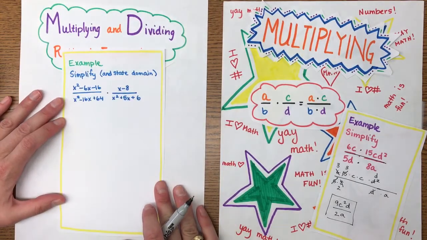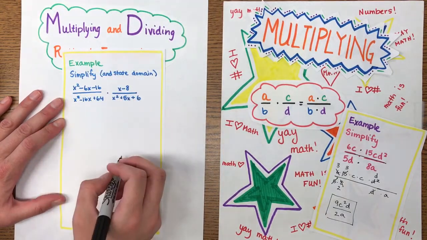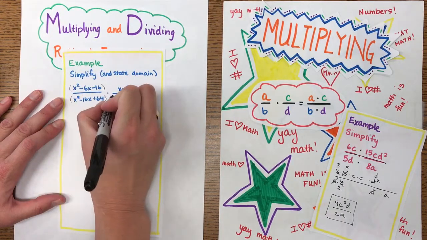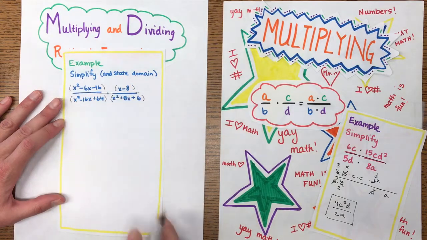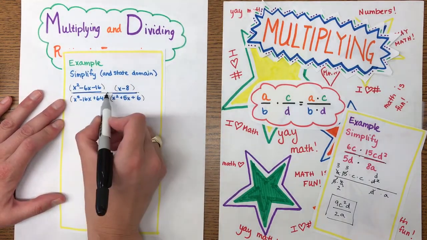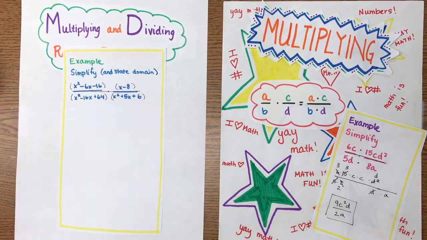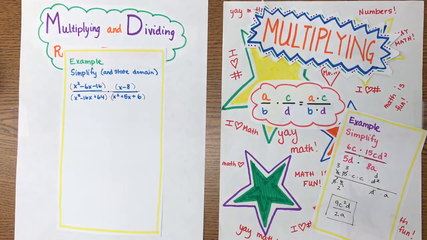A slightly more challenging problem: I have polynomial expressions in the numerator and denominator. I'm going to put parentheses around these just to make this clear. And I'm turning this into one big division sign. So this is multiplication, so I can just extend that line through. Now I'm just looking at a simplifying problem because my numerator and my denominator only each have multiplication.